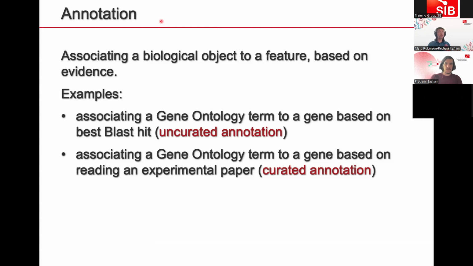And this annotation can be done one of two ways. Uncurated, so you just say, I do a BLAST, and the first BLAST hit, I take all its gene ontology terms and put them on my gene. This is uncurated, it's unverified. Or I can read the papers, the experiments done about the gene, find what functions it has described in the literature, and translate these to gene ontology terms. That is curated annotation.